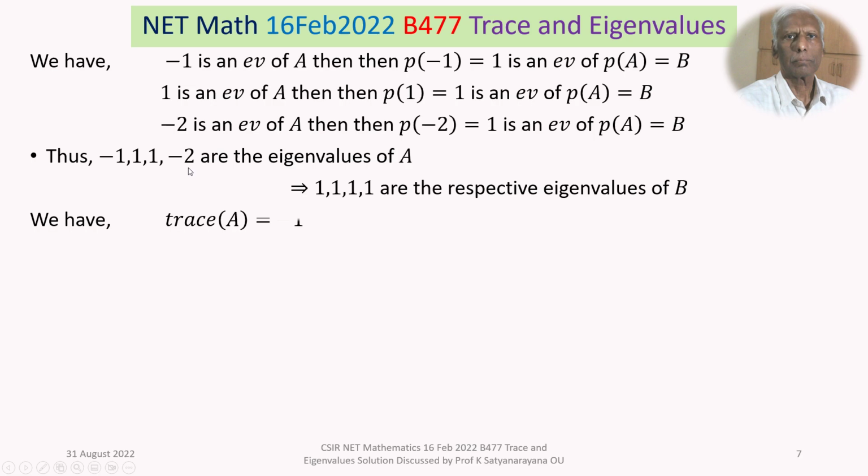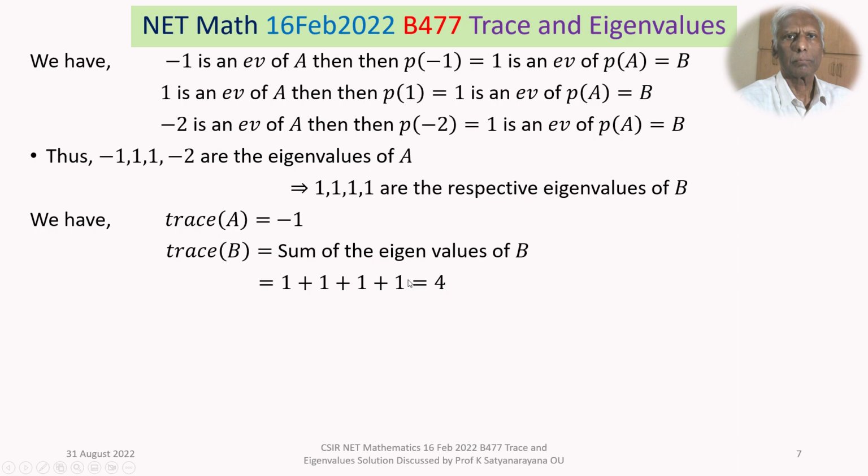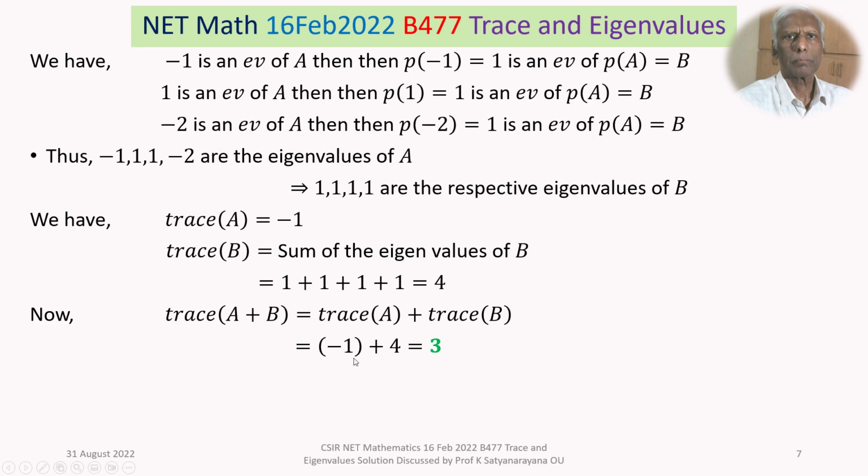And the trace of A, we have already computed, that is the sum of the eigenvalues and that is equal to minus 1. Now the trace of B, the eigenvalues are known to us, therefore the sum of the eigenvalues of B, that is 1 plus 1 plus 1 plus 1, 4 times, that is equal to 4. And we know that the trace of A plus B, when they are compatible for addition, is equal to trace of A plus trace of B. So the trace of A plus B will be trace of A, minus 1, plus trace of B, 4, and when added we'll get 3.